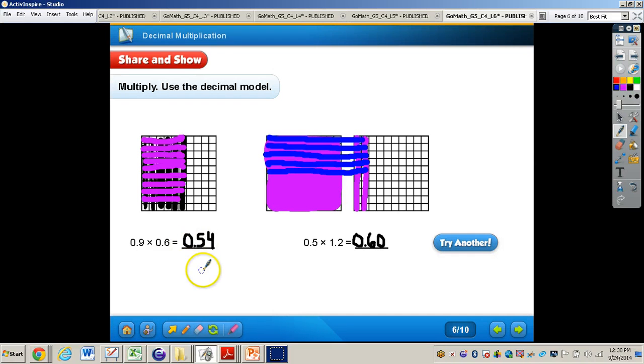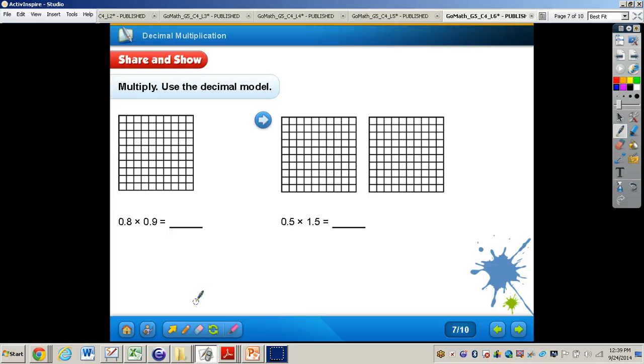Okay, you can see I have the answer of 54 hundredths. I had 9 columns shaded in, and then 6 rows within those 9 columns shaded in. We have 60 hundredths, or you can even say 6/10. We have 1 and 2/10 shaded in purple, and then 5 rows representing that 5/10, giving us a total of 60 hundredths that are shaded in blue. Okay, I want you to work through these 2 problems, and when you're finished, you can press play, and I will have the answers for you. So pause the video now.